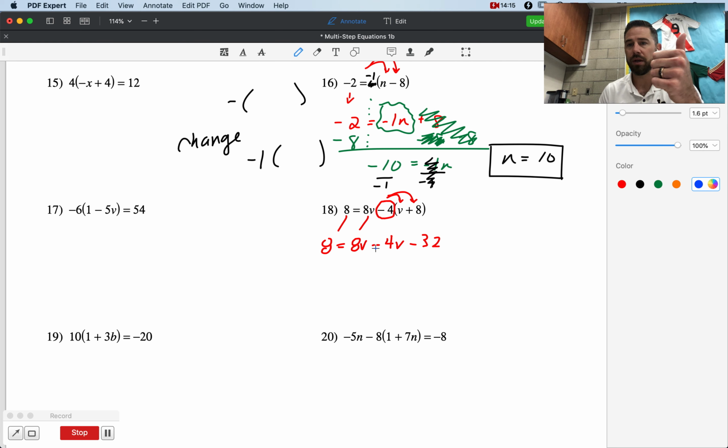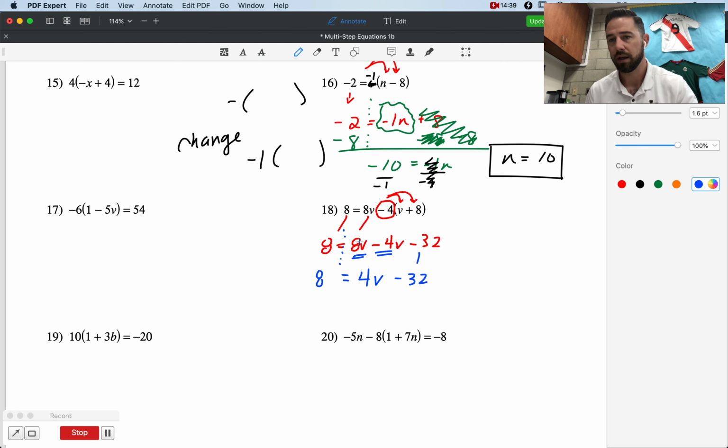And we distributed. Now we combine like terms, right? This is our little wall. What over here amongst all this junk can I combine? Well, I got v's and I got v's. That's it that I can combine. So what's 8v minus 4v? It's 4v. Drop this guy down. Minus 32 equals 8.